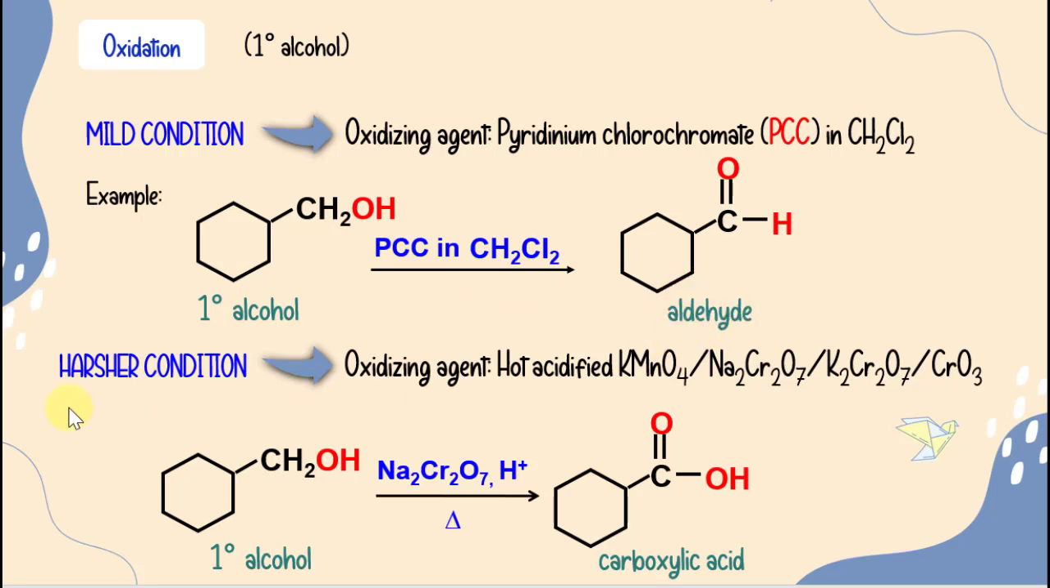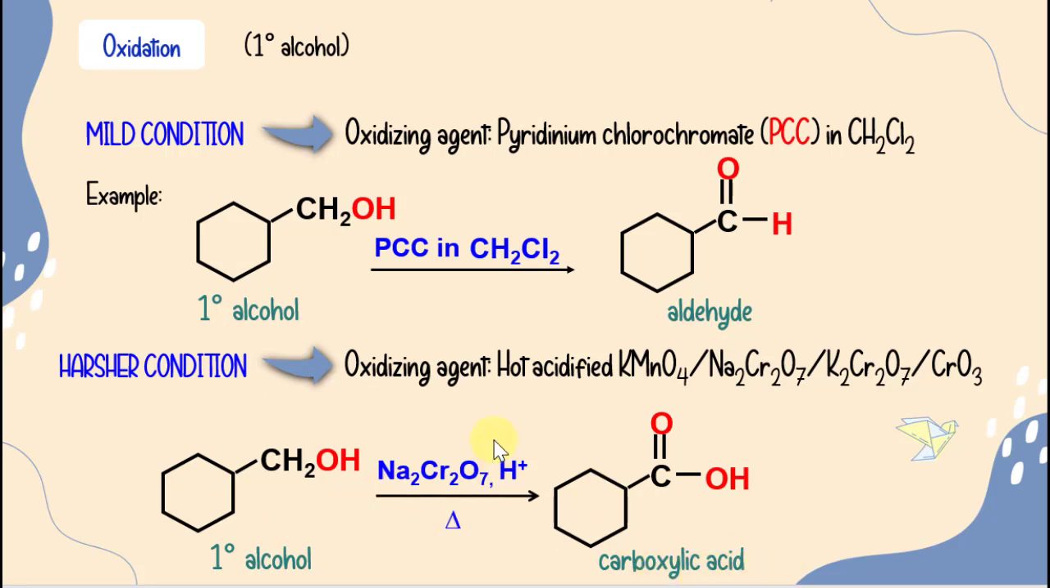But if you use harsher condition, selain daripada PCC in CH2Cl2, which is the permanganate ataupun dichromate solution, dia adalah strong oxidizing agent. So if we have a primary alcohol, let's say here we use the sodium dichromate, acidified hot solution, it will convert it into carboxylic acid. So primary alcohol using harsher condition will turn into carboxylic acid.